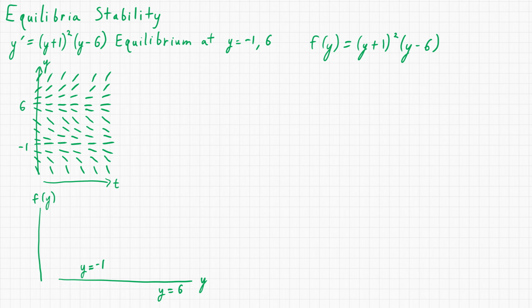Here we have the autonomous differential equation, y prime equals (y + 1) squared times (y - 6). The equilibrium solutions are going to be at y equals -1 and y equals positive 6. I've already drawn out the direction field for it as best I could.